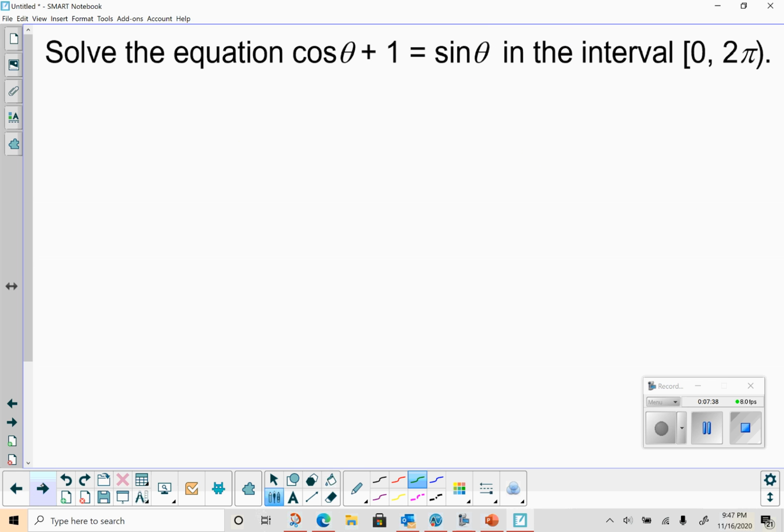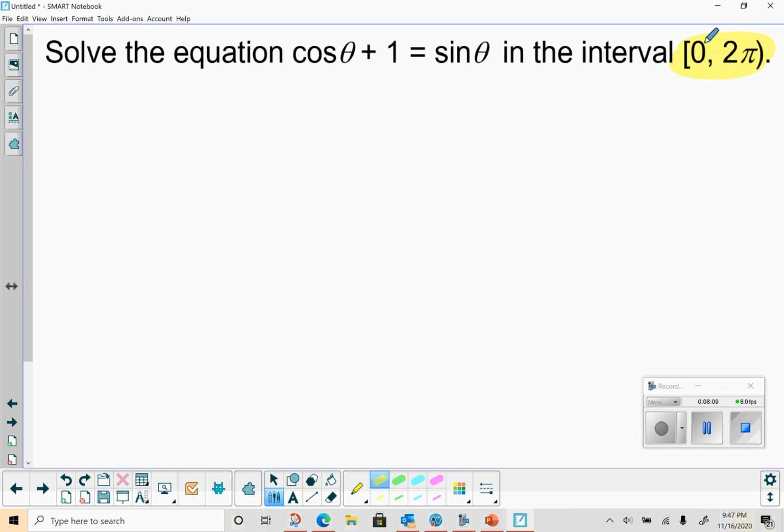All right, let's take a look at: solve the equation cosine theta plus 1 is equal to sine theta in the interval from 0 to 2 pi. Okay, so first of all, here's our lovely equation. But now, very, very different here. We're not looking this time for an expression that covers all the possible solutions. We're just going to focus in on this interval.